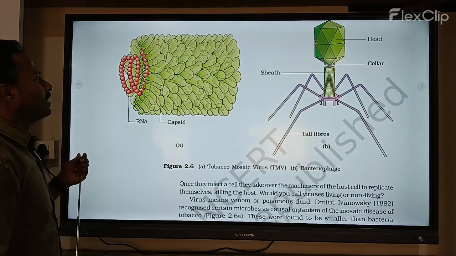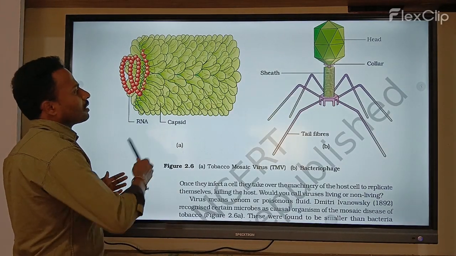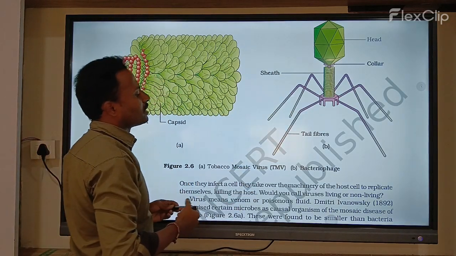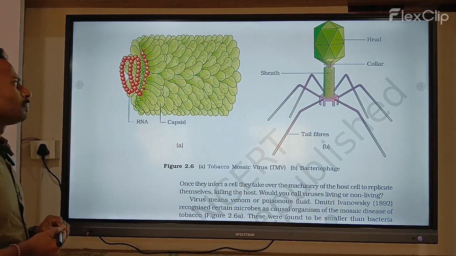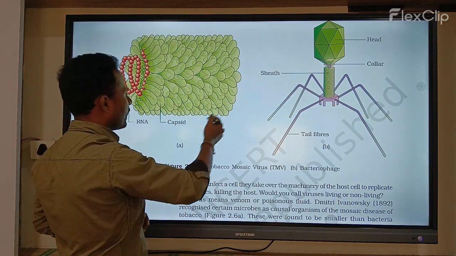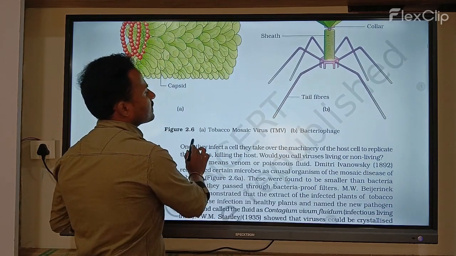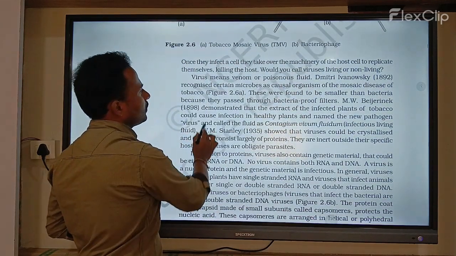One is the TMV, tobacco mosaic virus. And here the T4 bacteriophage is also provided. TMV is the tobacco mosaic virus, and this is the bacteriophage. Next.